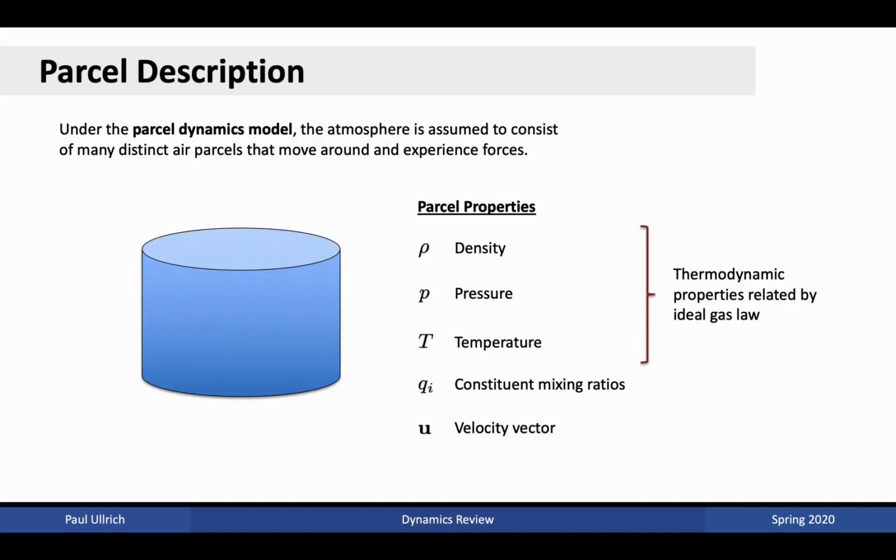Under the parcel dynamics model, individual air parcels are characterized by various thermodynamic properties, in this case density, pressure, and temperature. These three are related via the ideal gas law that we have discussed previously. Further, the chemical composition of these parcels is determined by its constituent mixing ratios, which are typically denoted by q sub i. Finally, the parcel property of velocity is also captured.